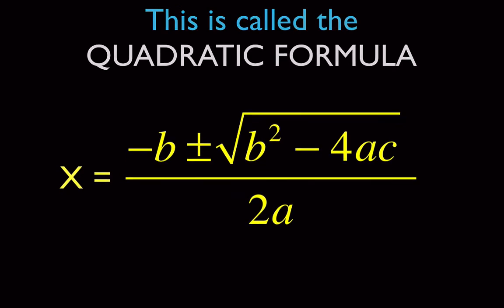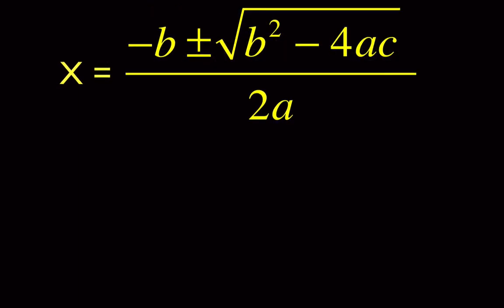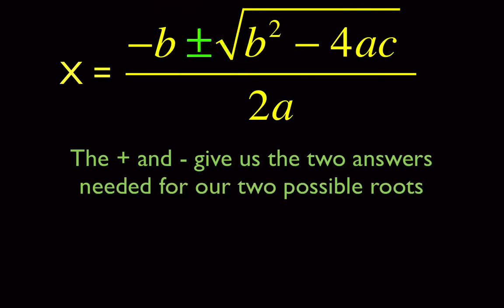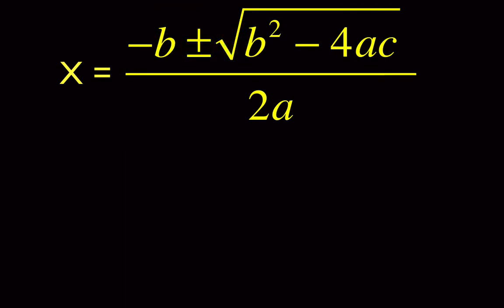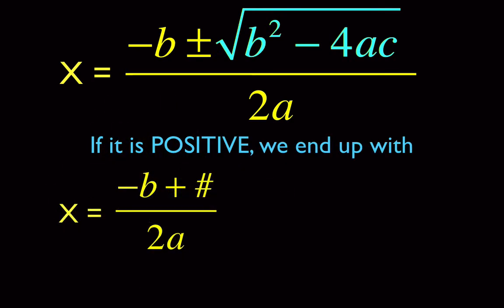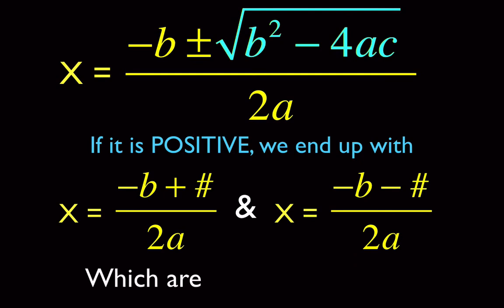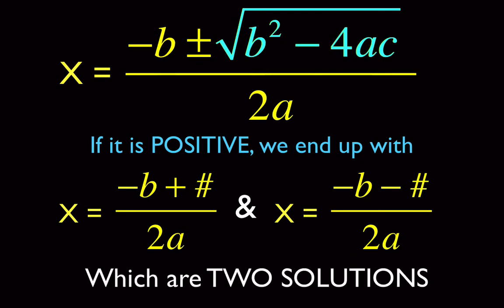Okay, this is called the quadratic formula. And this is something you're going to need to memorize. So if you haven't memorized it yet, you need to make sure you take the time to do that. As I said before, the plus and minus is how it gives us our two possible answers. If it's positive, we end up with two answers. We end up with the opposite of b plus some number, and the opposite of b minus some number. So that's how we get two things. For example, let's say the top is negative 5. Negative 5 plus 5 is different than negative 5 minus 5. So you end up with two different things.